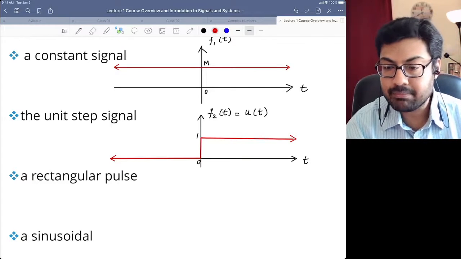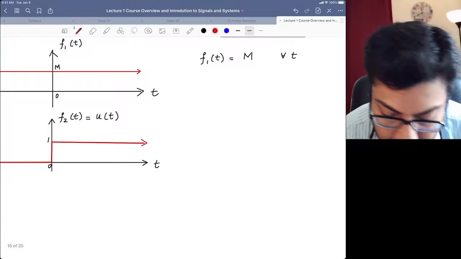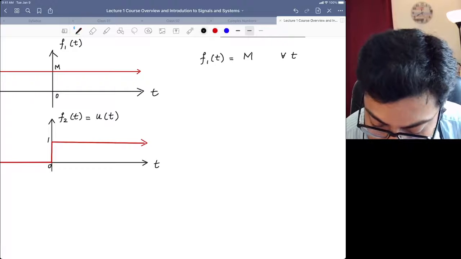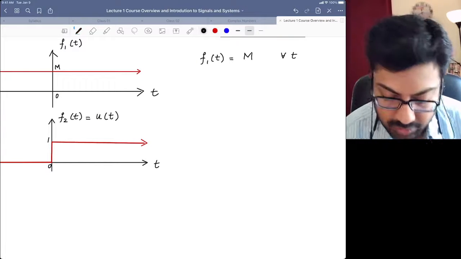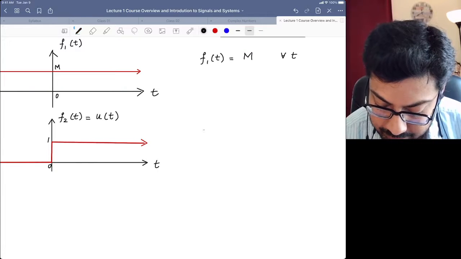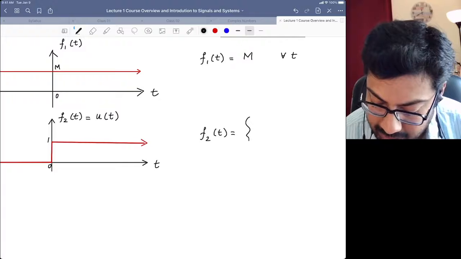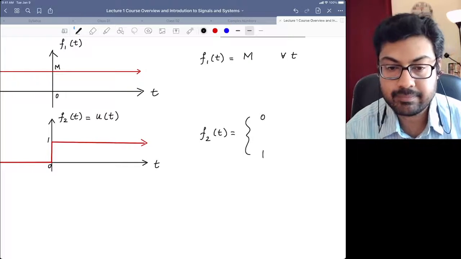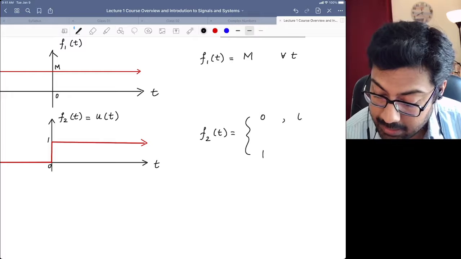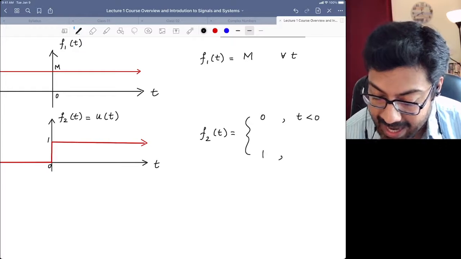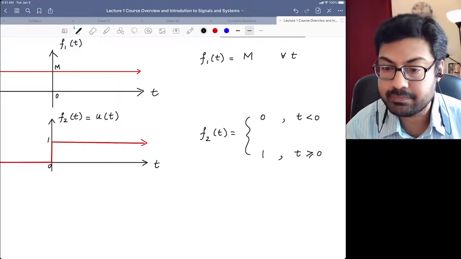That's your unit step. How can you express it in the bracket notation? Well, now you have got two pieces, right? Bracket notation or the piecewise notation. f2 of t is going to equal either 0 or a 1. It is going to be 0 when time is less than 0, and at t greater than or equal to 0, it is going to be 1.